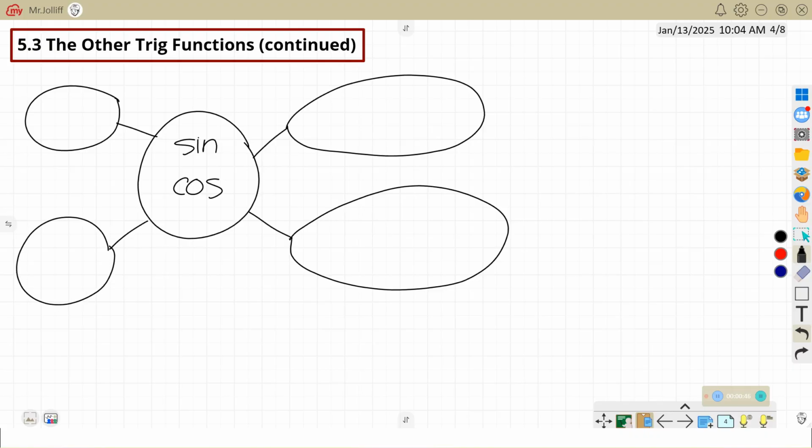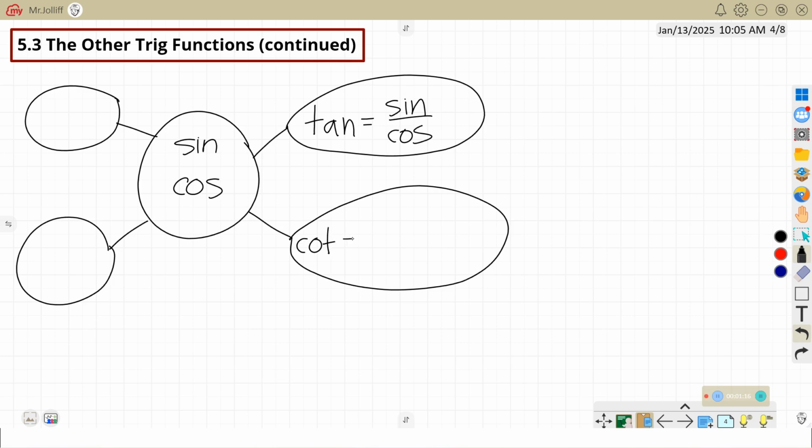Who can give me one of the other four trig functions? Give me a name. Nice and loud. Tangent, very good. It's usually the third one you learn about in Math 2 when you start talking about right triangle trig. And we know tan is sine over cos. Very good. Three more. Who's going to give me another one? Someone other than Jaylee. Cotangent, very good.